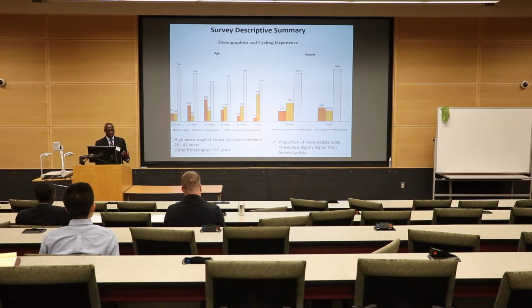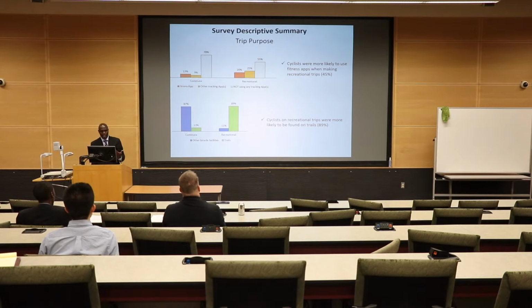And when we looked at the demographics of the cyclists and compared with the proportions of people who are using the Strava app and using other apps, what we found was that there is a high percentage of Strava app users between the ages of 25 and 44 years. And people aged 55 and above tend to use other fitness apps, not the Strava app. And when we looked at gender, we found that there is a high proportion of male cyclists who are using the Strava app compared to female. That information is important.